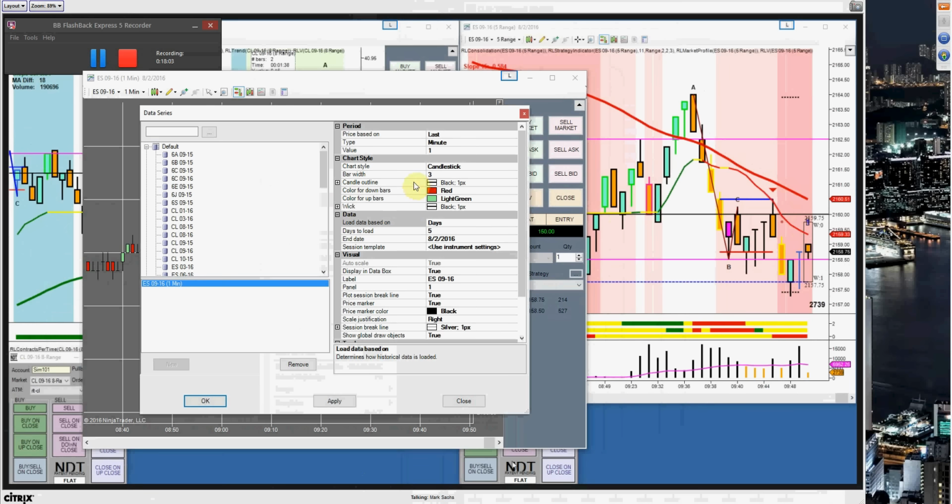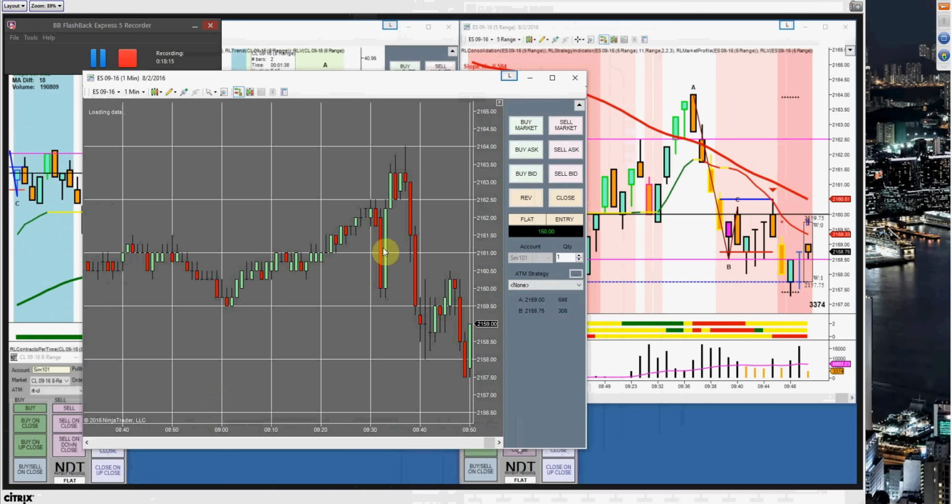But we'll go ahead and take a look at this. As you can see, range 5. We'll see if it'll work today. I just didn't want to freeze my NinjaTrader, so I haven't messed with it.